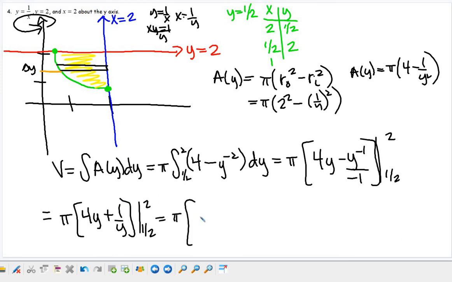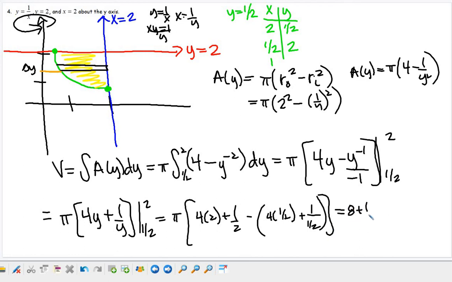So I have pi times 4 times 2 plus 1/2, minus 4 times 1/2 plus 1 over 1/2. So that gives me 8 plus 1/2 minus 2, because 4 times 1/2 is 2. Multiplying by the reciprocal gives me 2, minus 2. So that's going to be 8 times pi, sorry. 8 minus 2 is 6, minus 2 is 4, plus 1/2 would be 9 over 2, 4.5. So 9 pi over 2.